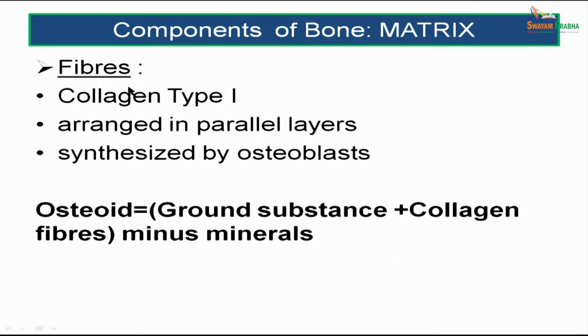What are the fibers in bone? Fibers present in bone are collagen type 1. They are arranged in parallel layers and they are synthesized by osteoblasts. So, here we must remember one term and we should be familiar with it, osteoid. What is osteoid? Osteoid is ground substance and collagen fibers minus minerals.